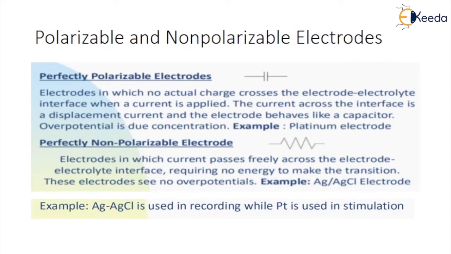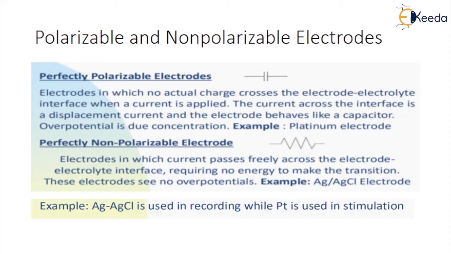Polarization and impedance of the electrode are two of the most important electrode properties to be considered. Next very important topic is polarizable and non-polarizable electrodes. Perfectly polarizable electrodes: electrodes in which no actual charge crosses the electrode-electrolyte interface when a current is applied. The current across the interface is a displacement current and the electrode behaves like a capacitor. Overpotential is due to concentration, for example a platinum electrode.